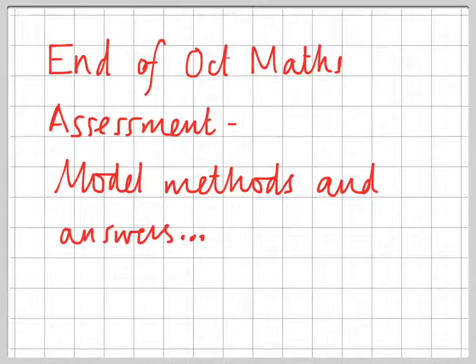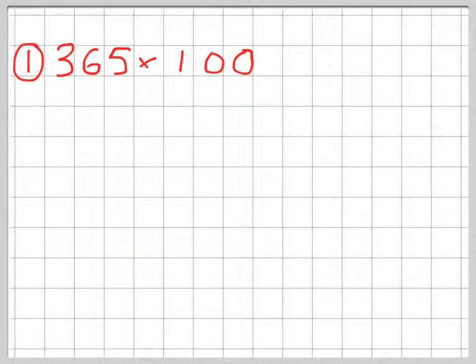Here are the model methods and answers for the end of October maths assessment. Question 1 is where you have a number and you have to times it by 100. You don't have to do a formal sum for this. You just have to times it by 10 and times it by 10 again.